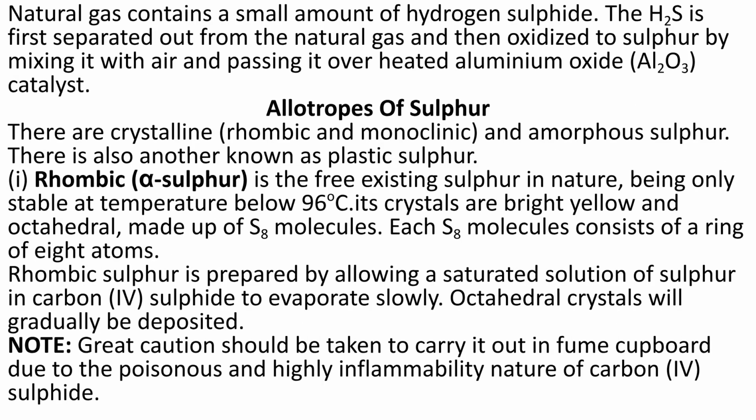Sulfur can be extracted using the Frasch process, which involves pumping superheated steam and hot compressed air down a series of pipes to melt and collect molten sulfur.